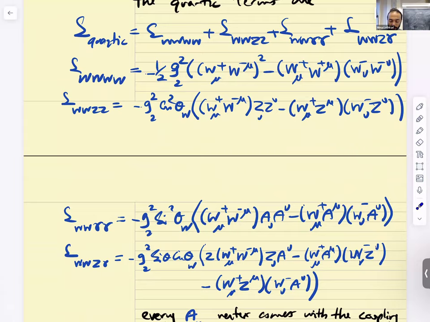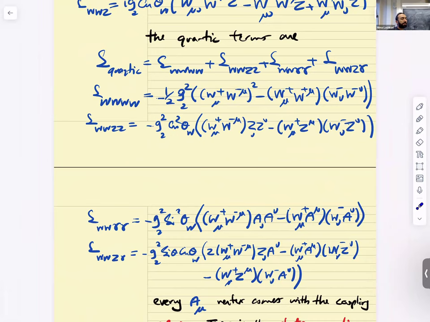All right. Hopefully these are just a few lines of algebra I can follow. Here, of course, there are no field strengths anymore, so there are no derivatives anymore. These are just four of these guys coming together. And you know that by dimension counting.